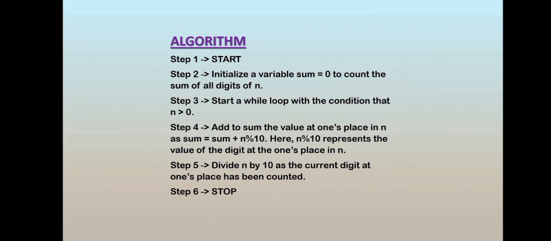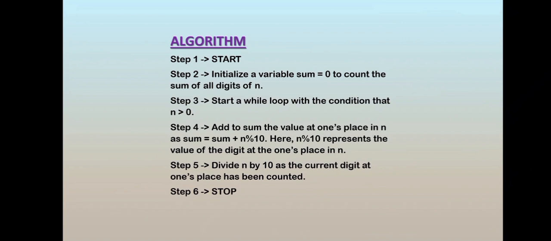Step 3. Start a while loop with the condition that n is greater than 0. So we are using a while loop to perform the process repeatedly by writing the code once. The loop concept is used to perform the process n number of times by writing the code just once. So we are placing a condition that n is greater than 0. When n is greater than 0, the process is repeated until the condition becomes false.